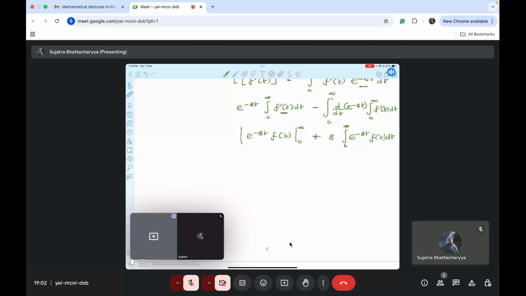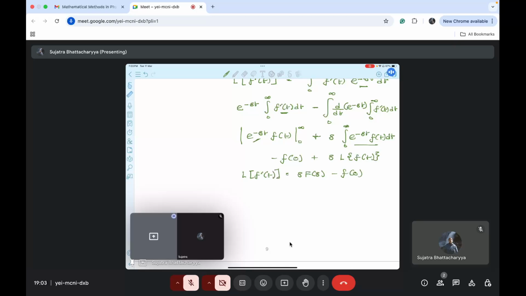Okay, so this is the thing. If you put infinity, it will be 0. So it will be minus f of 0 plus s times the Laplace transform, so s F(s) minus f of 0. Okay, so this is your Laplace transform of the derivative.